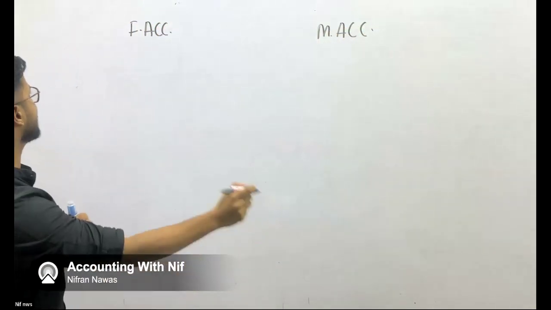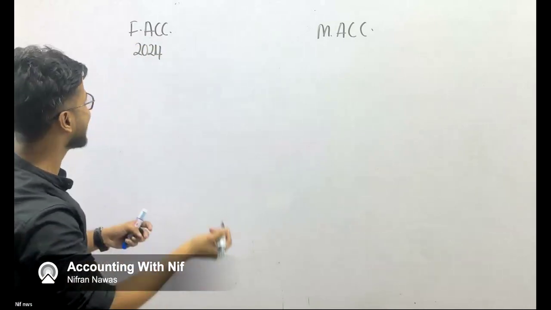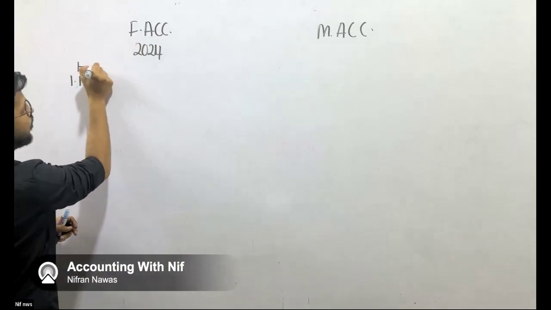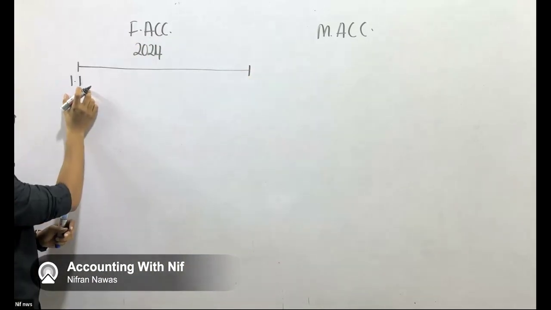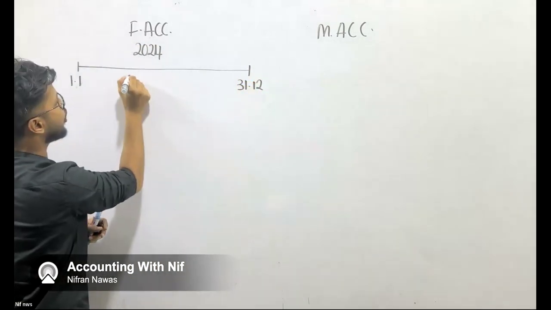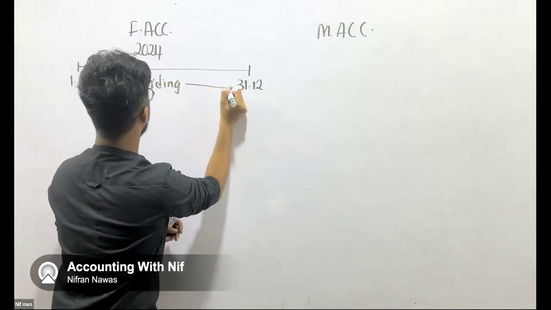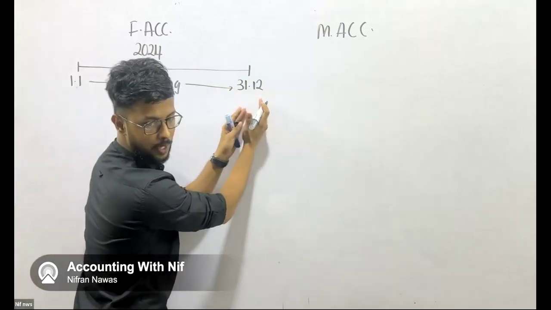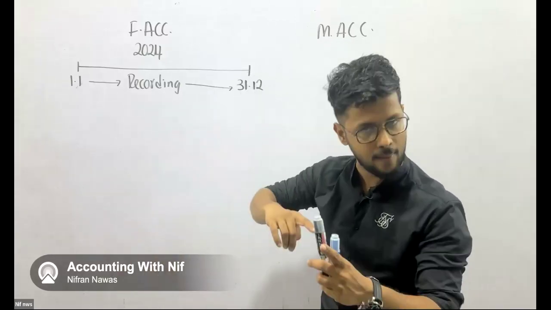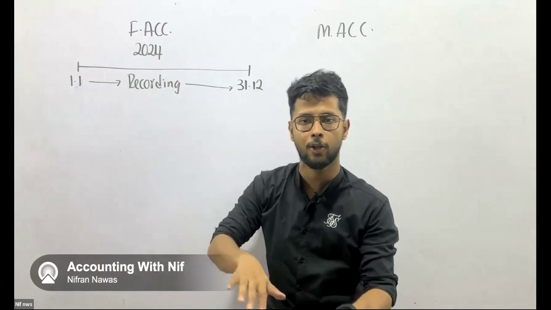So who's a financial accountant? Let's say we are living in 2024. Let's say you are the financial accountant of a particular company. You will start your work from January 1st, and until 31st December, all that you do is recording. You don't do anything except recording. You keep recording again and again. The same thing gets repeated on a daily basis. You come to office, you sit in front of your laptop, and all that you do is recording.